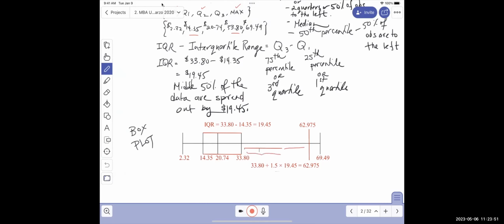So this total thing that I'm adding, so what am I doing? So this is Q3. From Q3, I'm going to add 1.5 IQRs. And that's basically this calculation. And I'm going to get 62.97. This threshold, beyond this threshold, I will say are values that I consider in statistics outliers, statistical outliers.